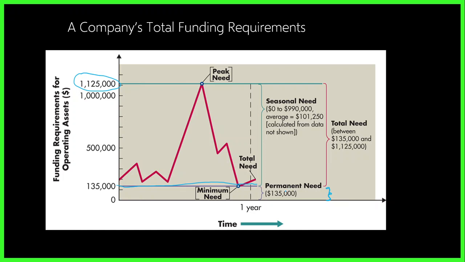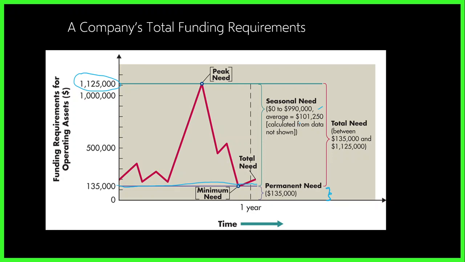Okay, so pag tinanong ka niyan, okay, if your total requirement is 1,125,000, okay, as the highest, and 135,000 is the minimum requirement. The difference is the seasonal. Okay, so that's 1,125,000 minus 135,000. You now have 990,000.